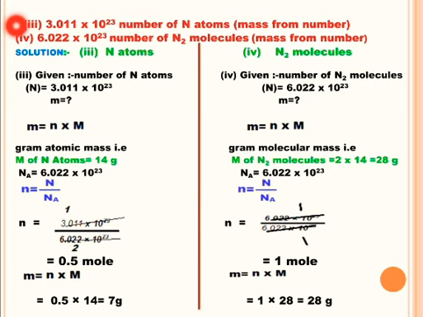See part number 3. In this numerical, we have to calculate mass from 3.011 into 10 raised to power 23 number of nitrogen atoms. In the previous example, we calculated the mass from moles of atoms and moles of molecules. But here, we have to calculate the mass from number of atoms and number of molecules. Number of atoms in part 3 and number of molecules in part 4.